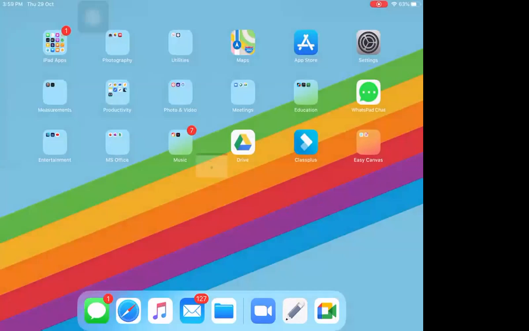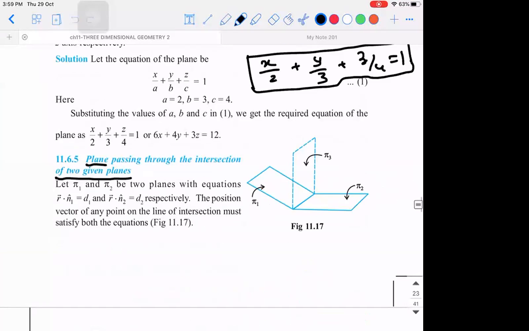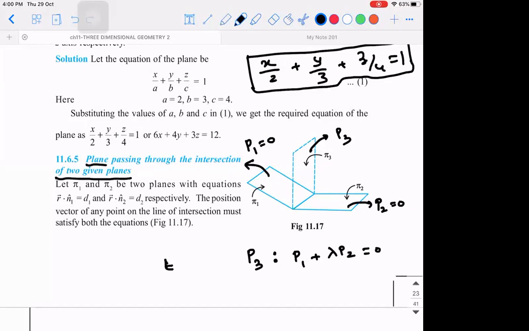So this is the bottom of the book, this is the top of the book, and this is a plane. The dotted plane is a paper in between. If I take this plane as P1 equal to 0, and the other plane as P2 equal to 0, then the equation of plane 3 is given as P1 plus lambda times P2 equal to 0. Write it down: the equation of P3 is P1 plus lambda P2 equal to 0.